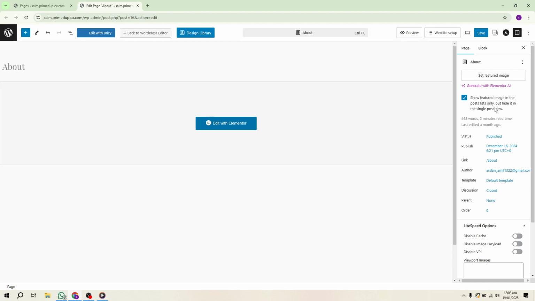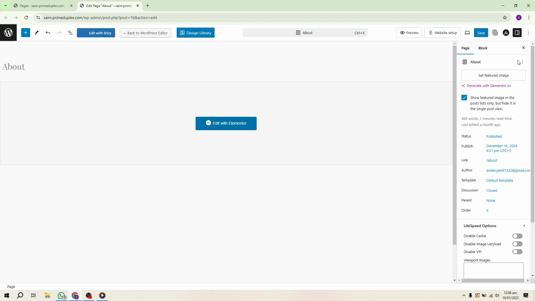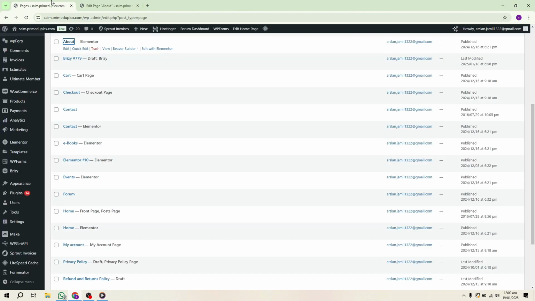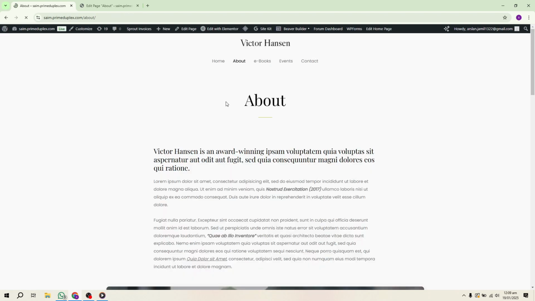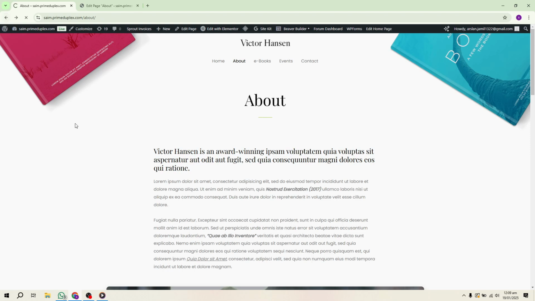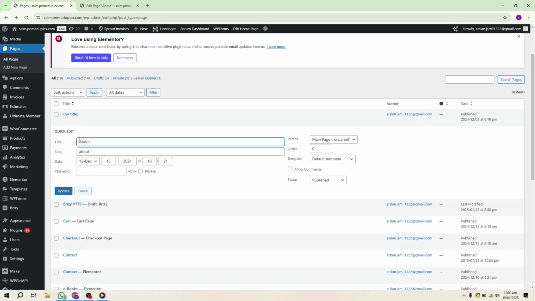A category, on the other hand, is part of the WordPress blogging structure. Categories are used to group related posts together. For example, if you're running a food blog, you might have categories like recipes, cooking tips, or restaurant reviews. Categories make it easy for visitors to find related content as they create an archive that automatically updates whenever you publish a new post in that category. Unlike pages, categories work dynamically and are tied to blog posts.